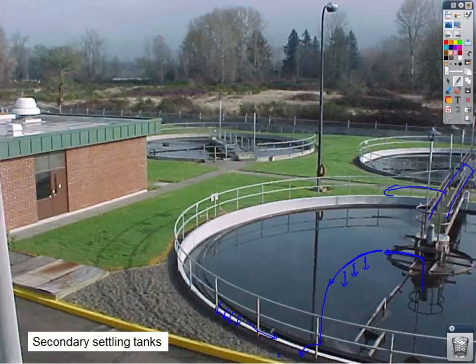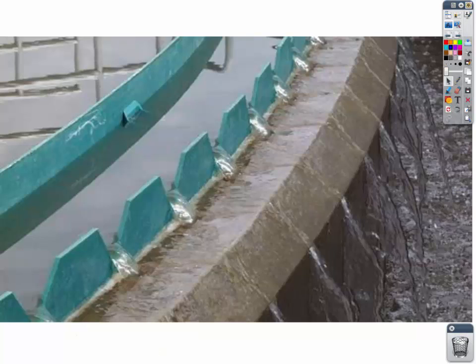So now in preliminary treatment, all the big stuff got out. In primary treatment, it was settled out and separated of greases and oils and particulates. In secondary treatment, it was cleaned of bacteria. In the secondary settling tanks, we resettled out any particulates that we put in, and now we're almost done. And here's a picture of the water going over the edge, cleaned.